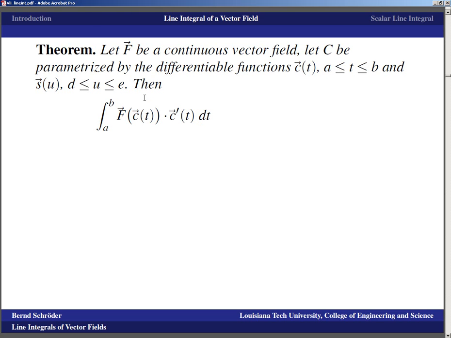And it turns out that that is indeed the case, because the integral from a to b of f of c of t dot c prime of t dt is equal to the integral from d to e of f of s of u dot s prime of u du, and that means this definition on the previous panel is independent of the parameterizations, and that means we have the same amount of work, if you will, either way.